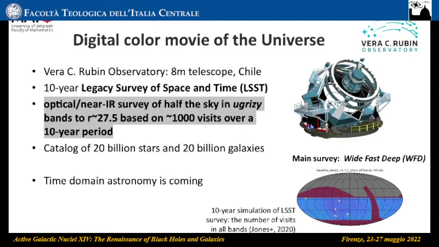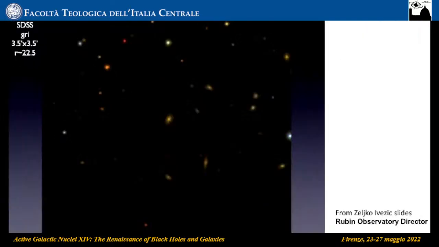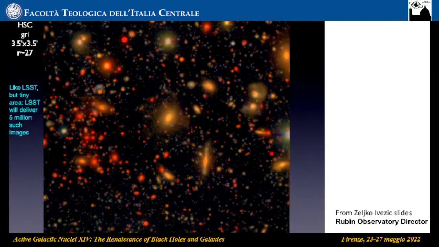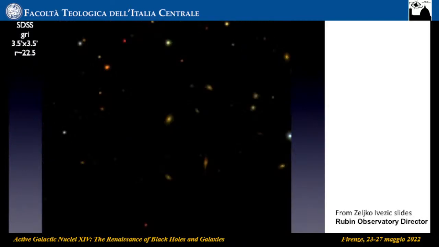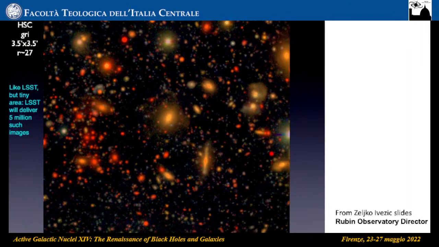And to illustrate the power of LSST, this is the SDSS image of a 3.5 arc-minute square area of the sky, and this is what the LSST will see. I mean, I could go for the whole day looking at this. It's going to open a totally new parameter space in the optical sky. And this is just a tiny area. LSST will deliver 5 million of such images.